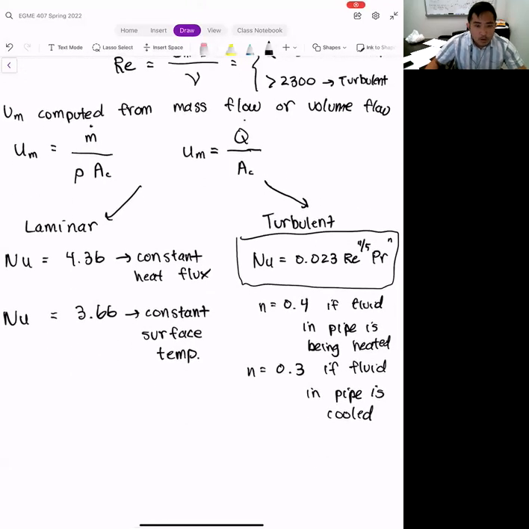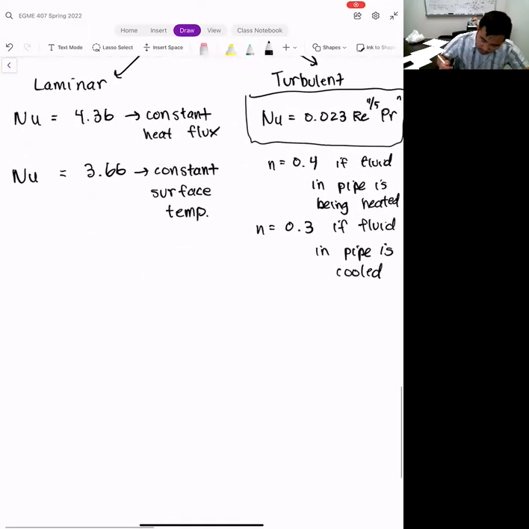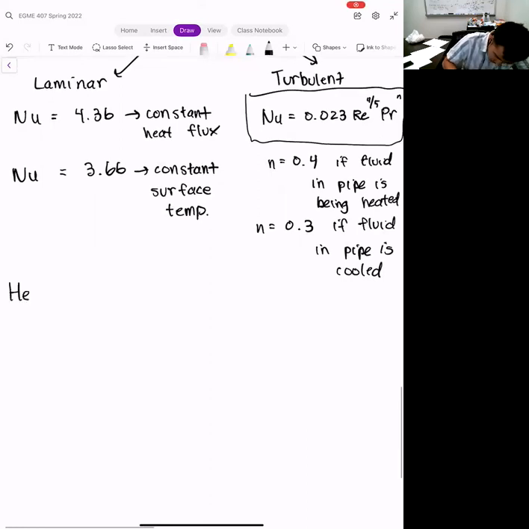Normally at this time I would do an example to show what's important for this, but because internal convection and heat exchangers are so closely related, I'm going to hold off on that. In fact, at the end I plan on doing an example from a previous exam, from an exam I gave 3 years ago, that covers both. All right, let's go ahead and move on to heat exchangers.